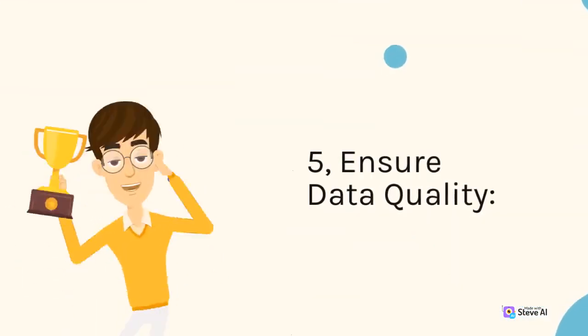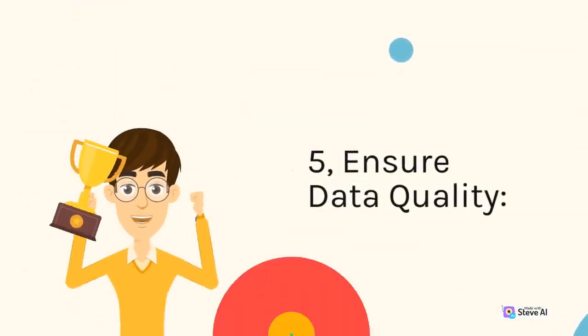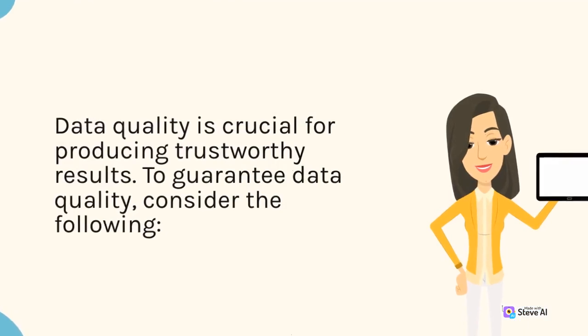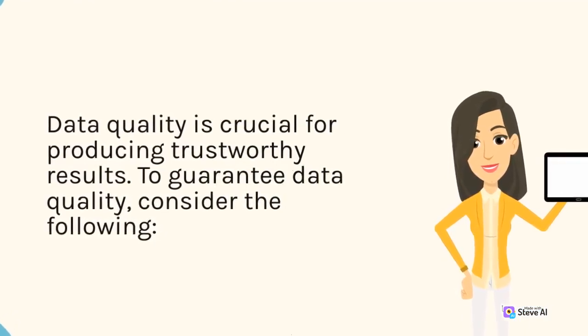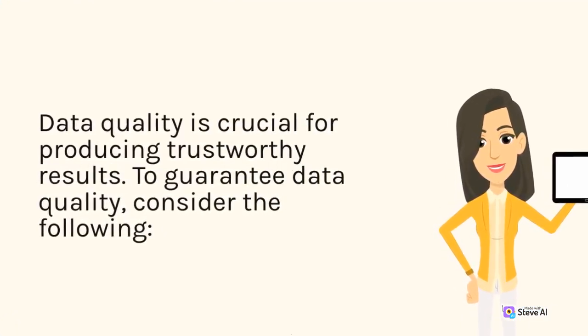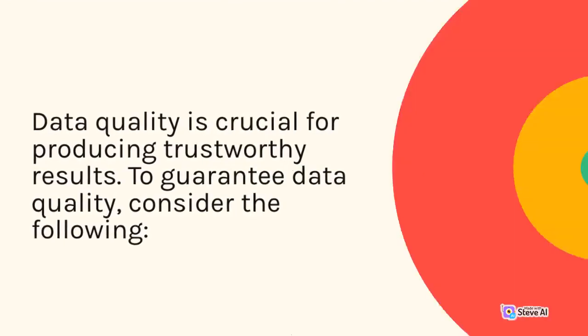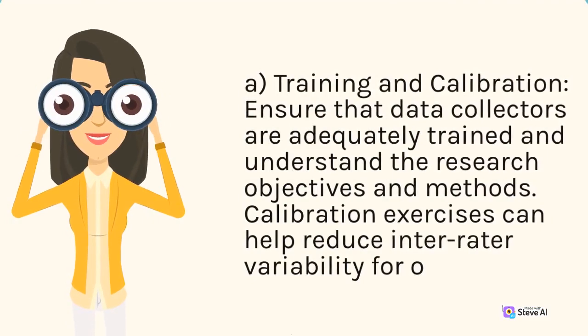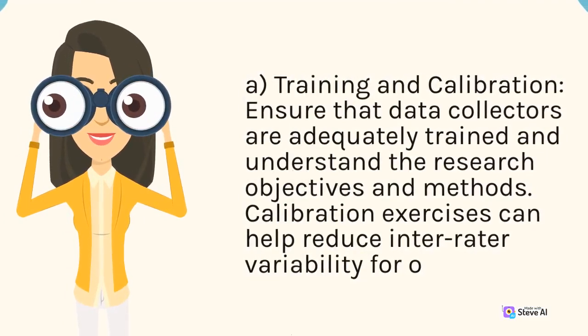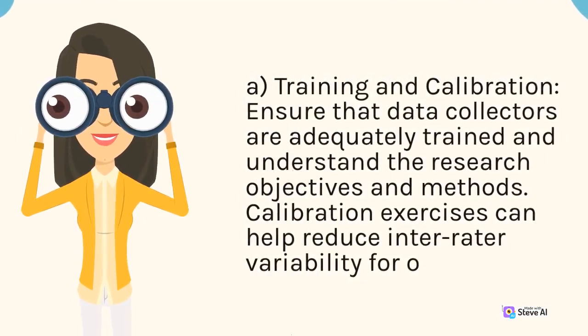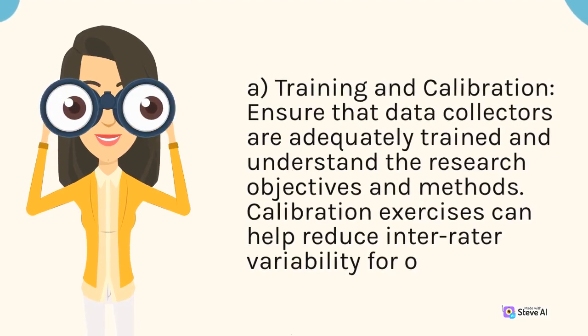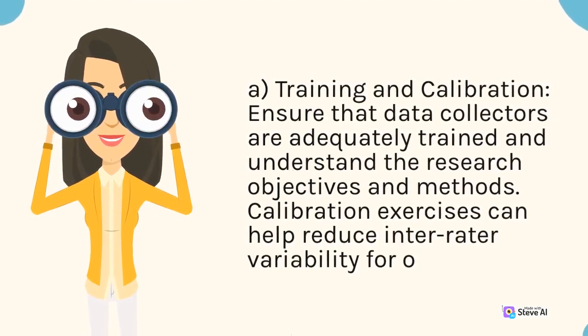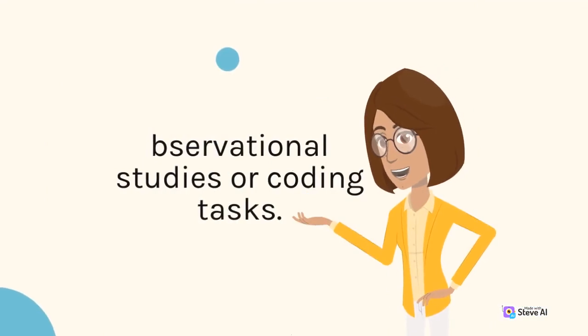5. Ensure data quality. Data quality is crucial for producing trustworthy results. To guarantee data quality, consider the following. A. Training and calibration. Ensure that data collectors are adequately trained and understand the research objectives and methods. Calibration exercises can help reduce inter-rater variability for observational studies or coding tasks.